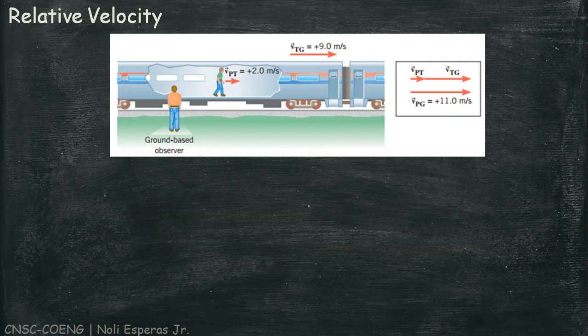Suppose we have a man riding a moving train with a velocity of 9 meters per second, and he is walking in the aisle of the train at 2 meters per second. So from the point of view of the other passengers inside the train, the velocity of the man walking is 2 meters per second.